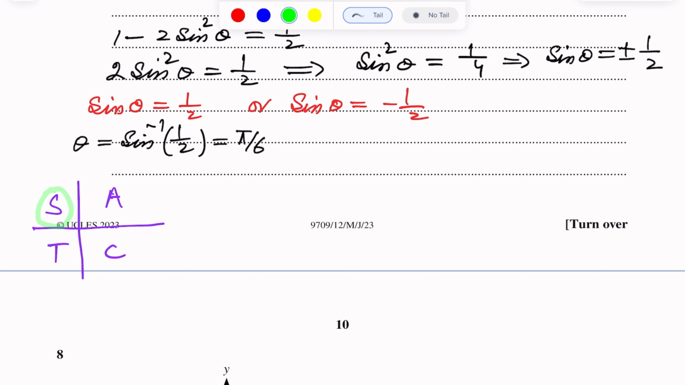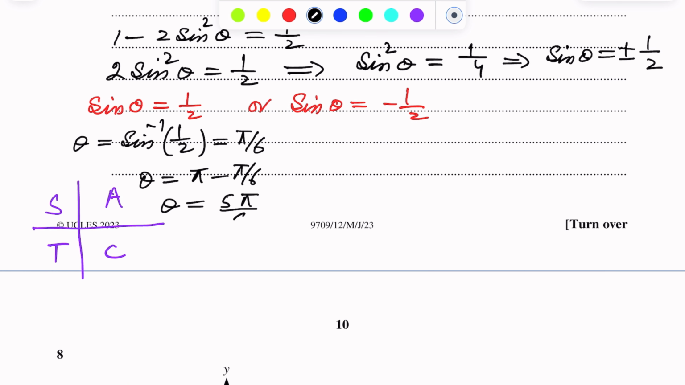In the second quadrant, the angle will be pi minus pi by 6, because sin theta is positive in both these quadrants. In the first quadrant, we have found the angle pi by 6. In the second quadrant, the angle will be pi minus pi by 6, that is 5 pi by 6. So the other solution is pi minus pi by 6, that is 5 pi by 6. So these are two solutions, pi by 6 and 5 pi by 6.